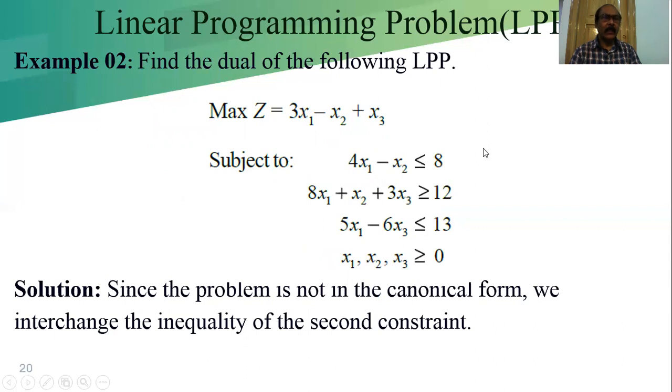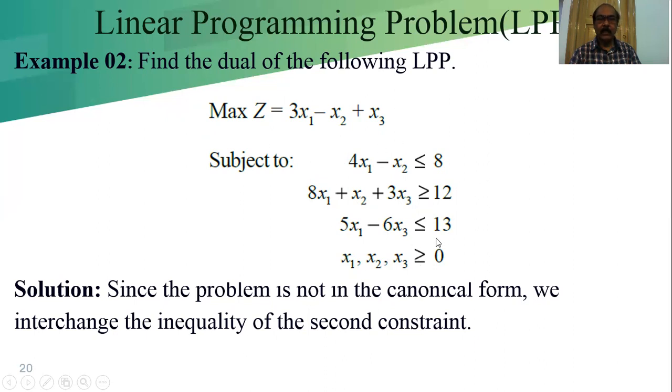Let us consider another problem. Find the dual of the following LPP. How many variables are there? This is a maximization problem: 3x1 - x2 + x3, subject to the constraints 4x1 - x2 ≤ 8, 8x1 + x2 + 3x3 ≥ 12. So the second constraint is not in the canonical form in the given problem. 5x1 - 6x3 ≤ 13, x1, x2, x3 ≥ 0.